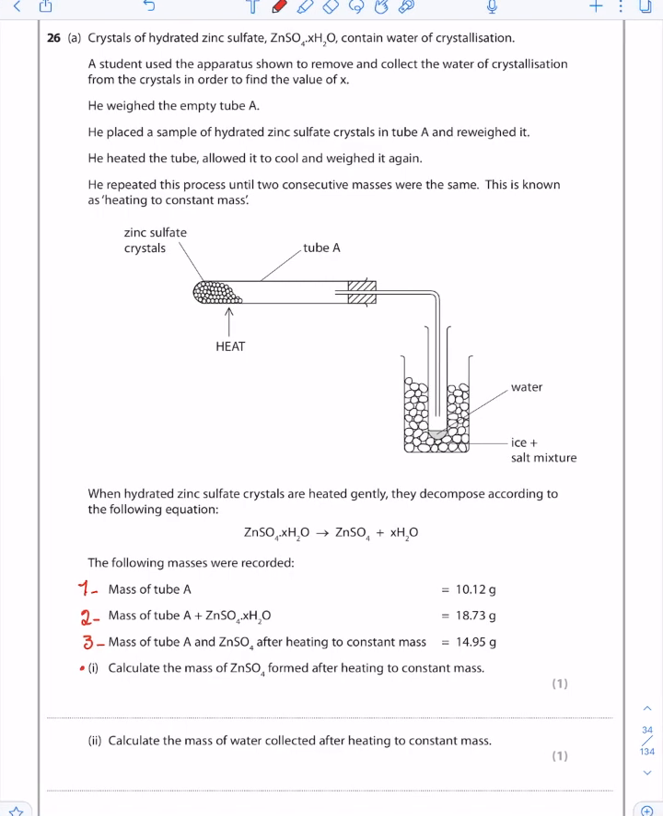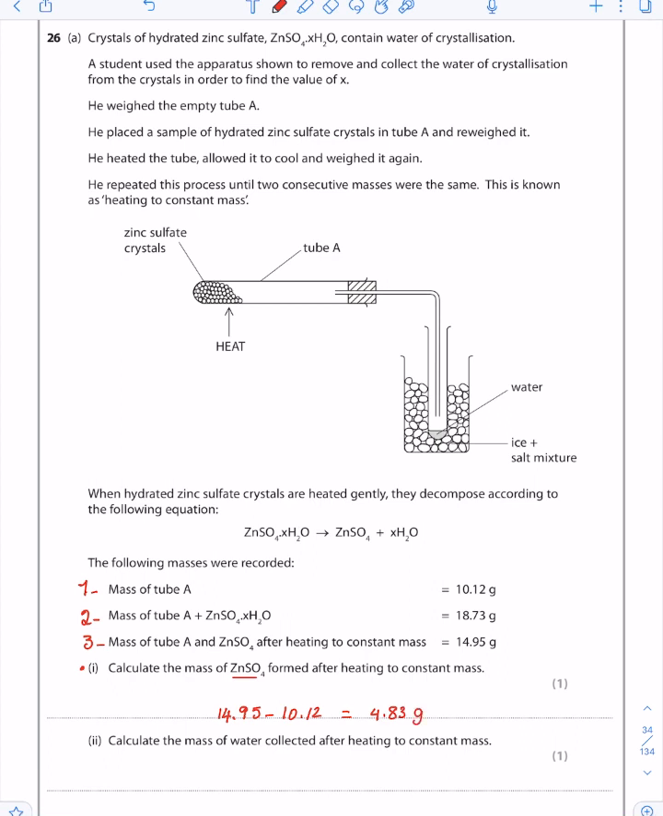Question I. Calculate the mass of zinc sulfate formed after heating to a constant mass. عشان نجيب وزن anhydrous zinc sulfate هنعمل 3 minus 1 عشان نكنسل وزن التيوب فيسيب لنا الانهيدرس زنك سلفيت. يبقى هنا هنعمل 14.95 minus 10.12 give you 4.83 gram.